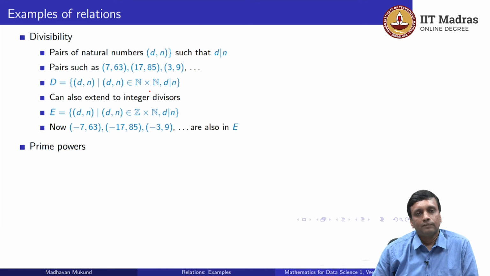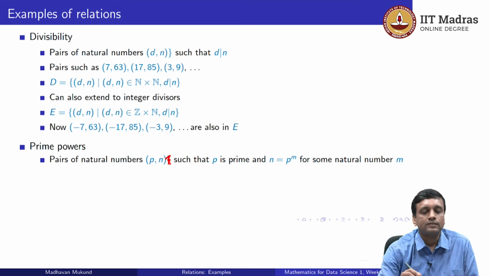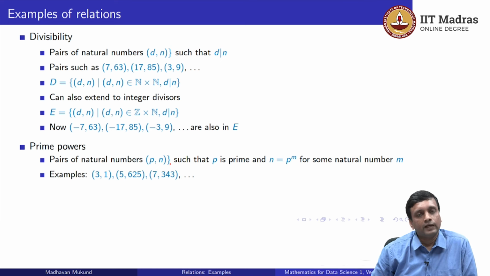Here is another example. Let's look at what we call prime powers. So a prime power is something that is a prime multiplied by itself a certain number of times, right. So for instance, we can say that 5 to the power 4 is 625. So 5 squared is 25, 5 cubed is 125, and 5 to the power 4 is 625. So 625 is a prime power. Similarly, 343 is 7 cubed, so it's a prime power, and so on.